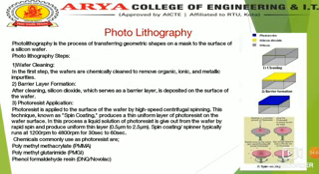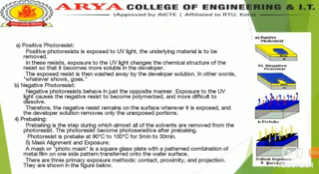Chemicals commonly used as photoresist are PMMA, meaning polymethyl methacrylate, and PMGI, meaning polymethyl glutarimide, and third one is phenol formaldehyde resin, meaning Novolac. And in photoresist there are two types, positive photoresist and negative photoresist.